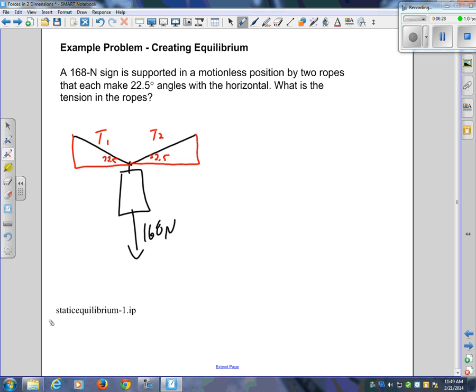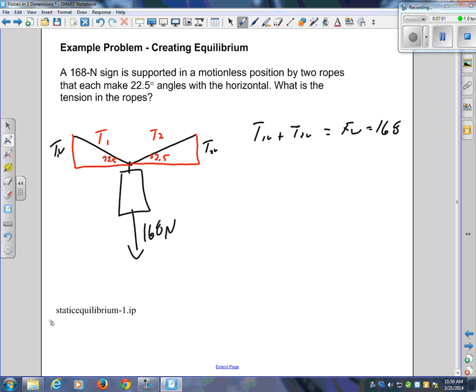And I'm going to call this one T1V and this one T2V. And what do those stand for, do you think? Verticals, exactly. So T1V plus T2V must equal the weight force, which is 168 newtons. The vertical components of those wires or ropes have to balance that 168, right?